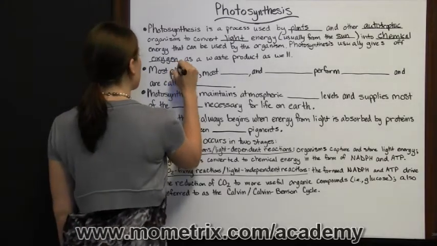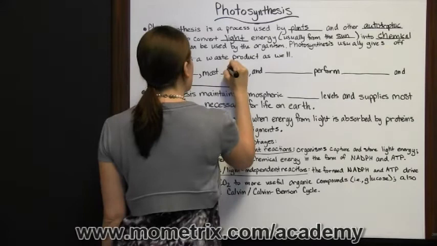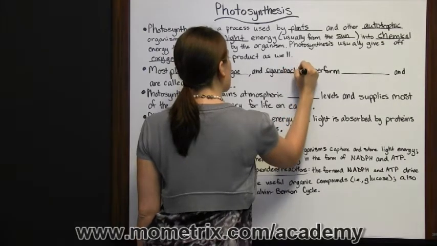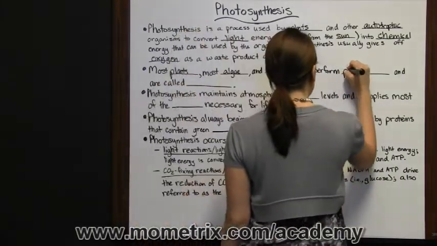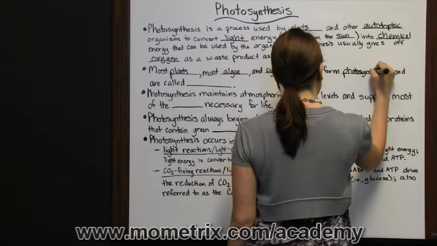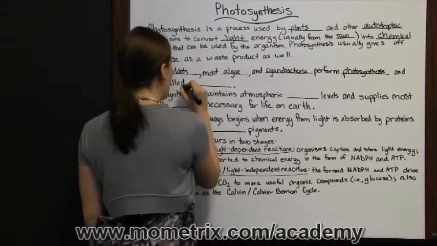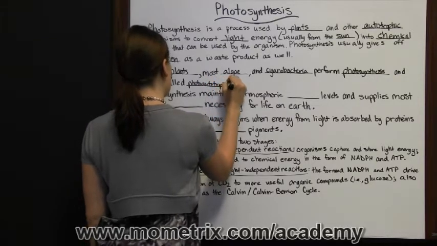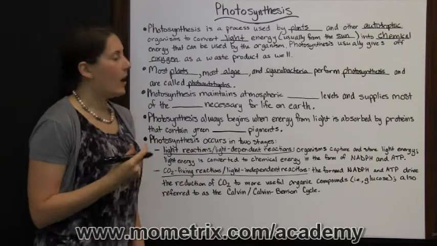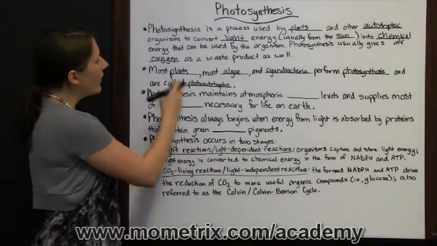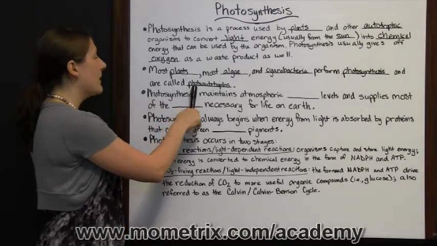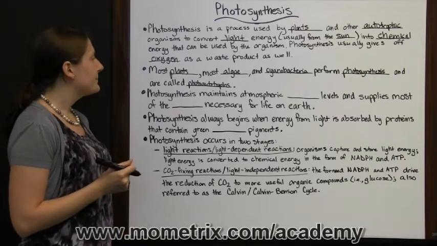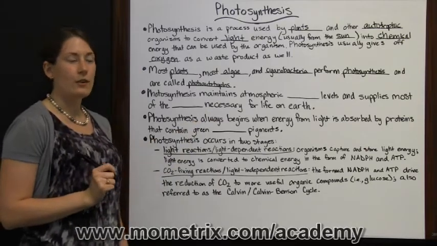Most plants, most algae, and cyanobacteria perform photosynthesis and are called photoautotrophs. So, autotrophs are organisms that can create their own food. Photoautotrophs are organisms that create their own food from light, since photo translates to light, looking at the Latin root for that word. These are organisms that can create their own nourishment from light.